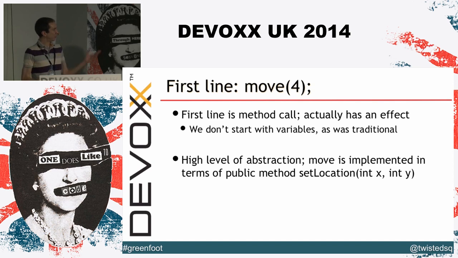We also have a fairly high level of abstraction. We say move, and you move 4 units in the direction you're facing. Then we do have another method, set location, which can take an x and a y coordinate. And so you can technically write move using set location, and then it's get x plus 4 times math cos of get direction, and then the same for sine for the y direction.